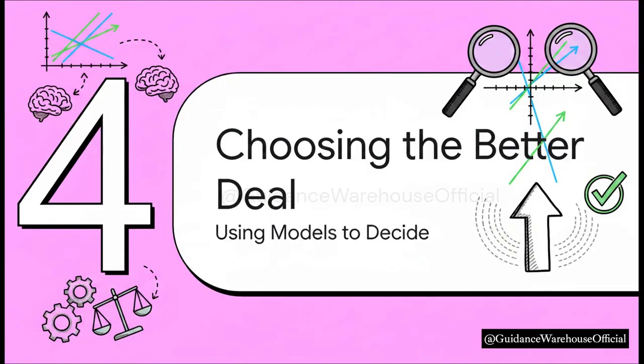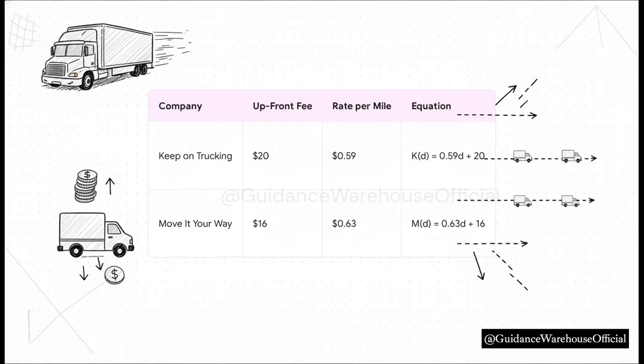All right, for our final section, let's take this skill and use it for what might be its most powerful application, making better decisions. We're going to build 2 linear models and put them head-to-head to find the absolute smartest choice. Imagine you're renting a truck. We've all been there, right? Keep On Trucking has a higher fee up front, but they charge you less per mile. On the other hand, Move It Your Way is cheaper to start, but every single mile costs you more. So, which one is the better deal?